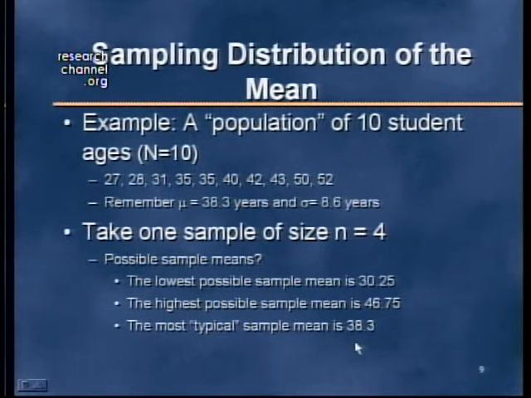What do you expect the typical sample mean to be, the one that has the highest probability? The same as the population mean. So the ones that have the highest probabilities are those that are near the population mean, but we still have a chance, we have some probability of getting a mean that's as low as 30.25 and a mean that's as high as 46.75. Make sense? So what we can describe then are two different distributions.